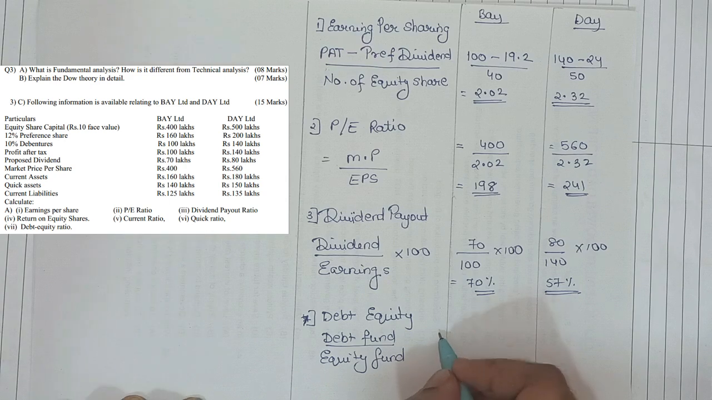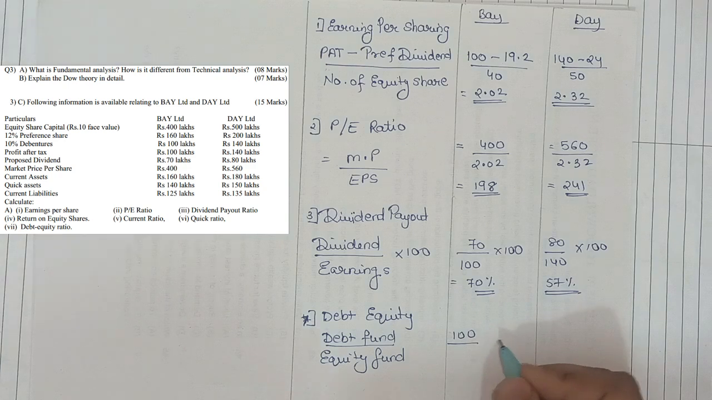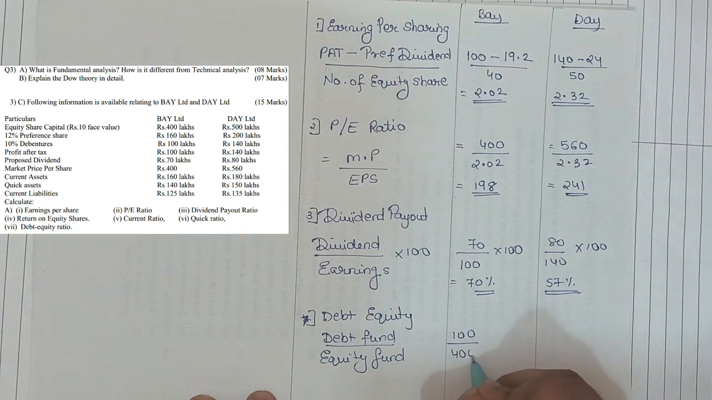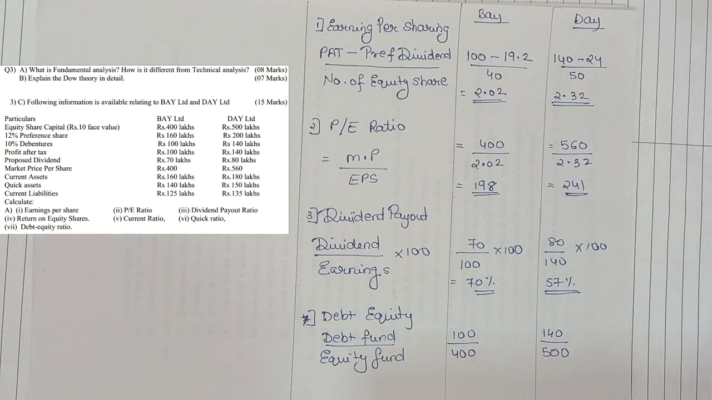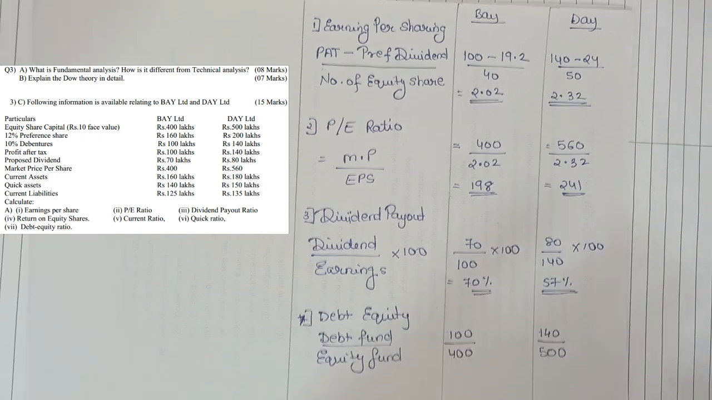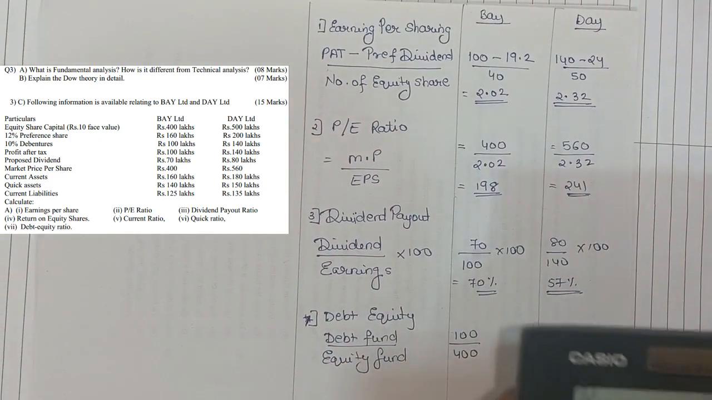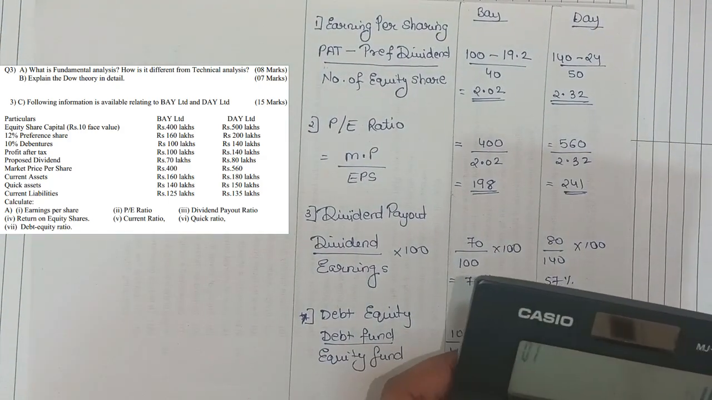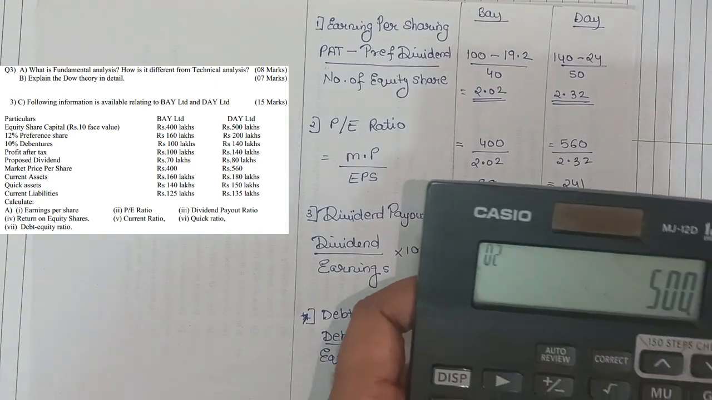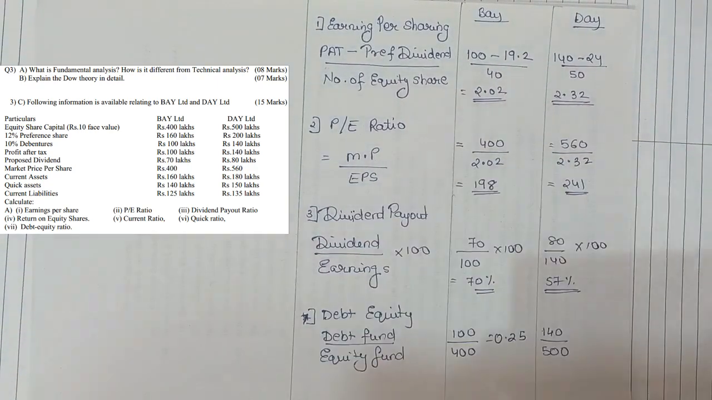Debt equity: debt funds, that is debentures, so 100 divided by equity funds. Equity funds are equity share capital of 400. Okay, and in that case it will be 140 as our debentures upon 500. So 100 divided by 400 is 0.25, and 140 divided by 500 is 0.28.